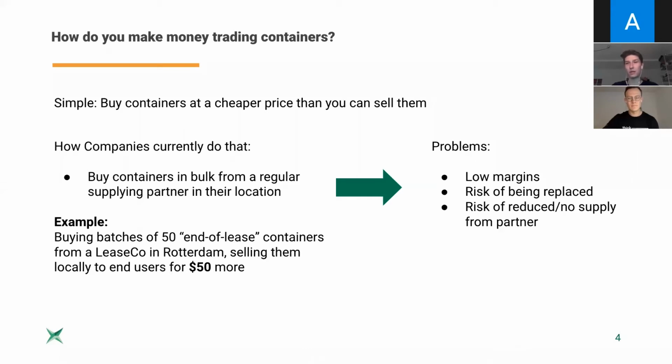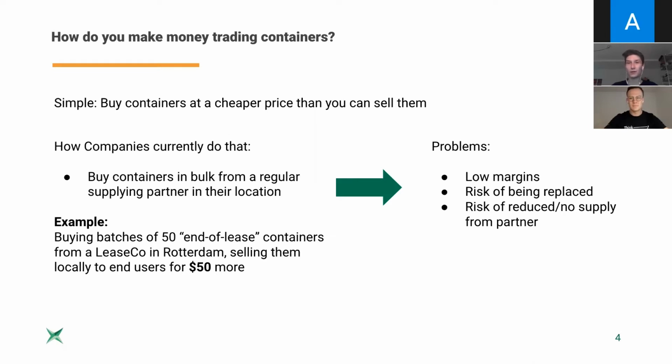First of all, the margins can become quite low. There's a risk of being replaced, because the bigger leasing company could just decide to sell to some other person who is willing to pay a higher price, or they could sell to the end users directly, or even worse. And we've seen that quite a lot in the last 1.5 years. There's just a reduced supply or no supply at all from these regular partners. If you're relying on sourcing your containers from one source in one location, and this source doesn't have any more supply, then it's hard to keep your business going, because you don't have anything for sale.